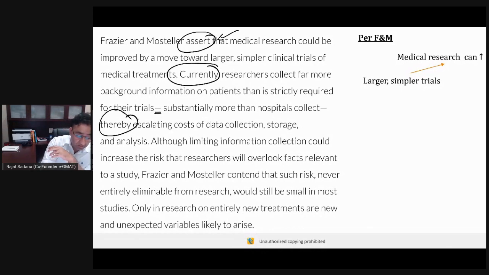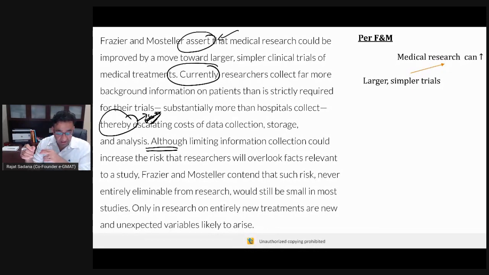Thereby, another keyword which talks about outcome. Thereby escalating the cost of data collection, storage, and analysis. Then the author has this word called although. What's the purpose of although? Although is talking about a contrast. And we think about the role that this statement plays. It's the classical defense against a weakener that you see in a CR passage.